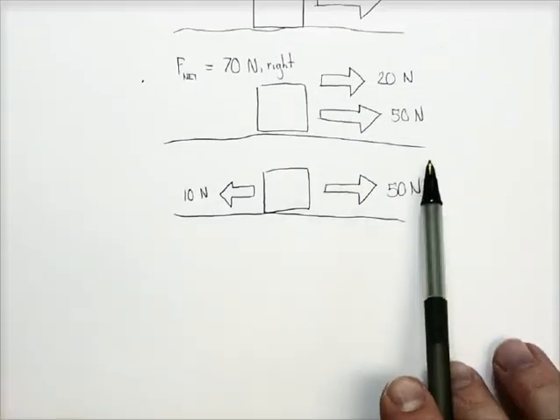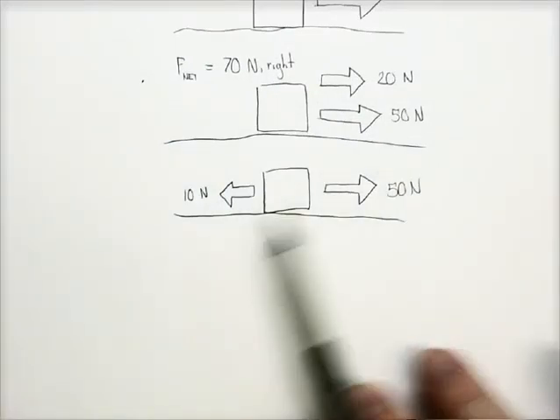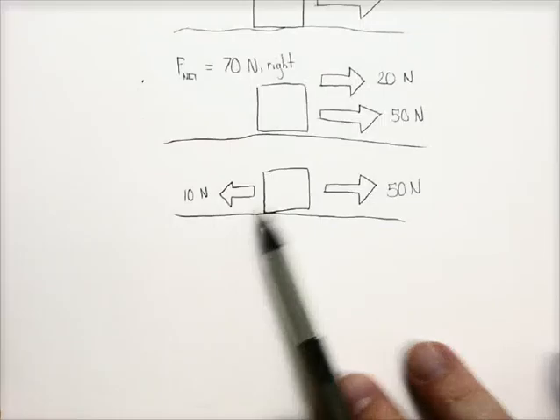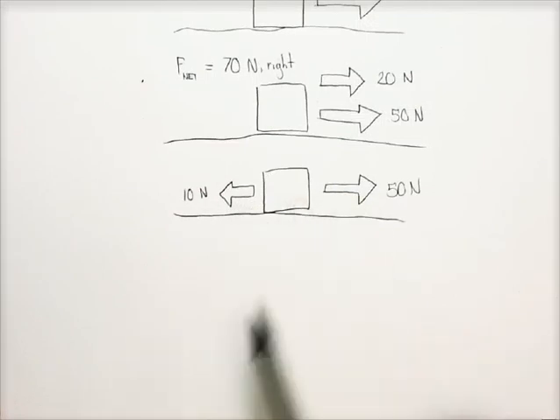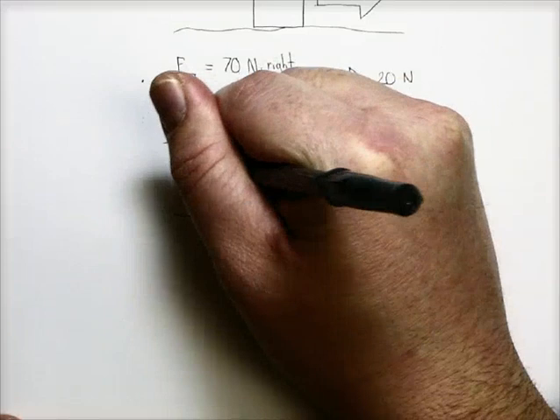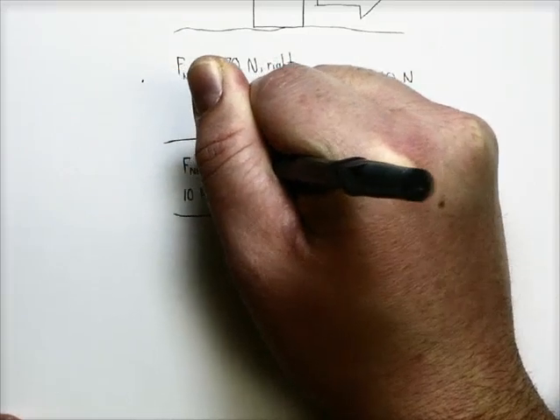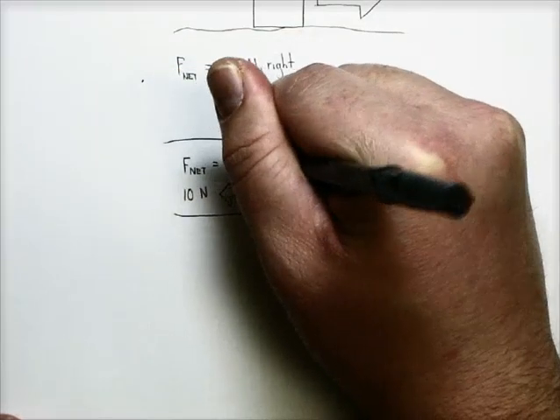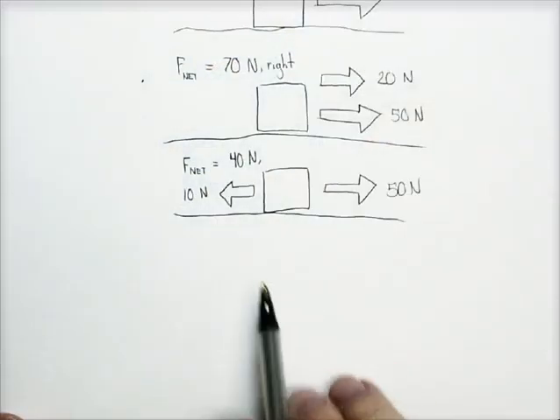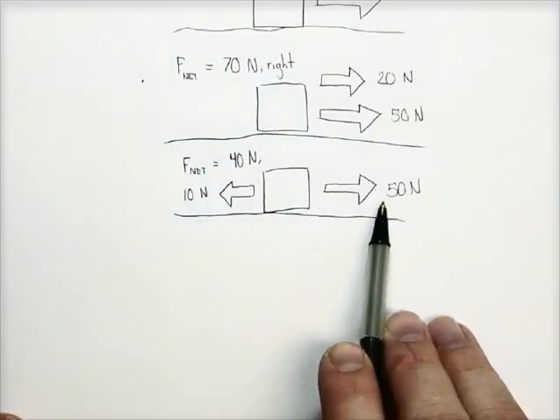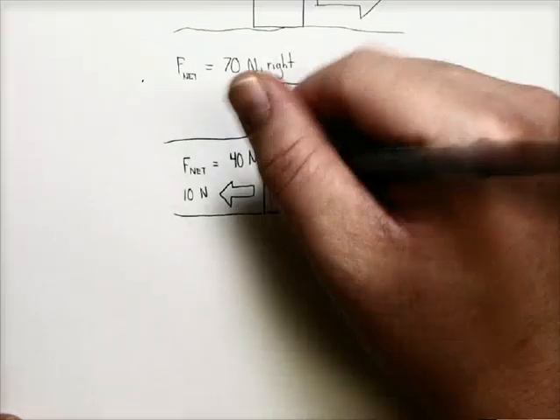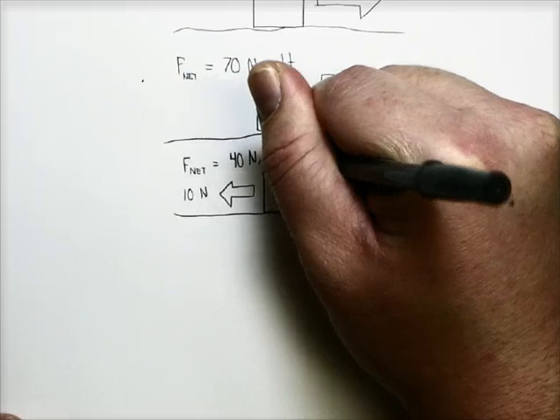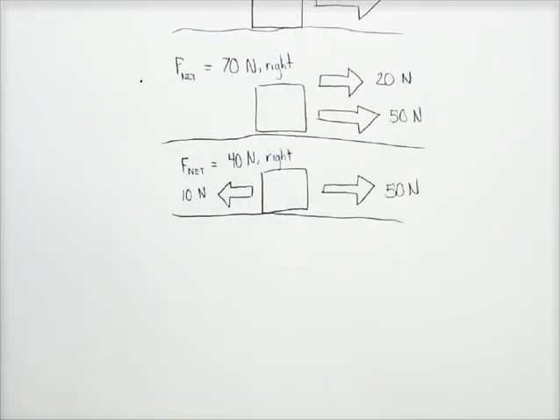Forces that are in opposite directions will actually cancel each other out. We can find the net force here by subtracting them because they're in opposite directions. And what you'll do is subtract the smaller one from the bigger one. So 50 minus 10, so our net force is equal to 40 newtons, and it keeps the direction of whichever the bigger vector is. So in this case, 50 newtons is bigger than 10 newtons, so our direction is the same as the direction of the 50 newton force. So our net force is 40 newtons to the right.